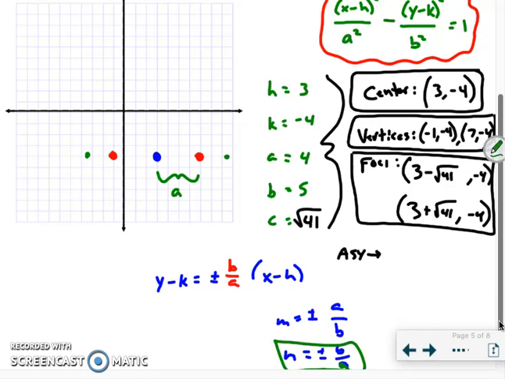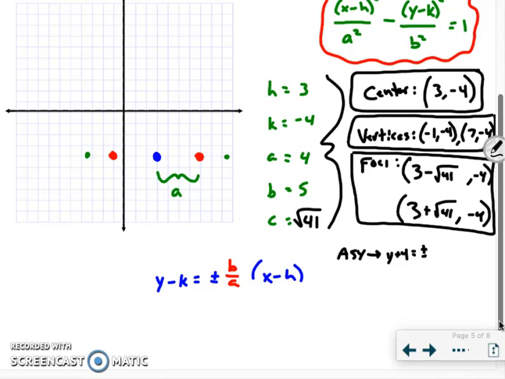Now, if we simply had a vertical hyperbola, then A would be the certain number of units above and below the center point. So that would literally change everything. So for this problem, as we're continuing on here, we're going to say that my equation is going to be y minus k, which is -4, so y plus 4 is equal to plus or minus my slope, which is b over a, so 5 over 4, times the quantity of x minus h, which is 3.